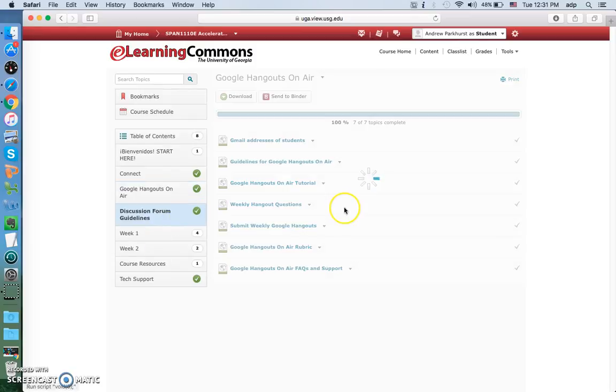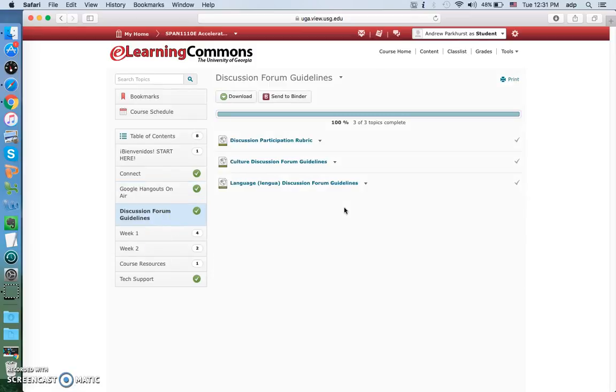Let's see what else. Discussion forums. You'll have 2 different kinds of discussion forums. You're going to have a culture discussion forum, and you'll have a language discussion forum. And you can read the guidelines for that. And in order to access those, you go up here, Tools, Discussions, okay?